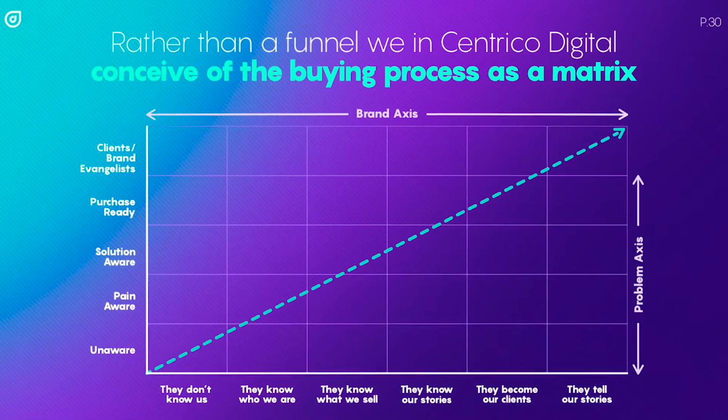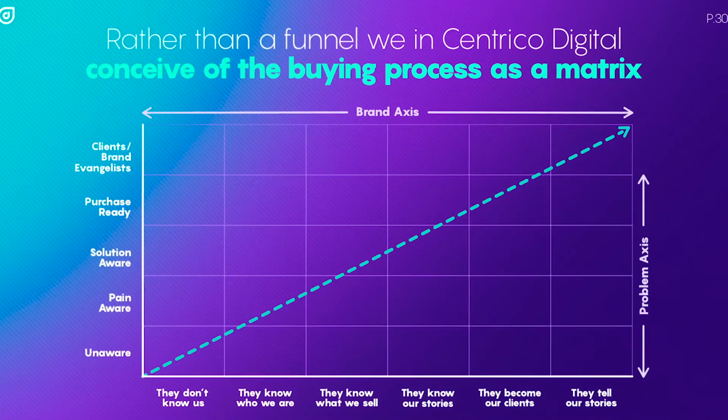But for me, this is one-dimensional, and that's exactly its flaw in being one-dimensional. So we created a two-dimensional axis, which has a y-axis and an x-axis. And on the y-axis, you have people who are unaware they have a problem, and then they become aware that they have a pain. Then they start to look for solutions, and then they become purchase ready, and finally they become clients and brand evangelists. This looks like a typical inbound marketing funnel with some slight differences in language.